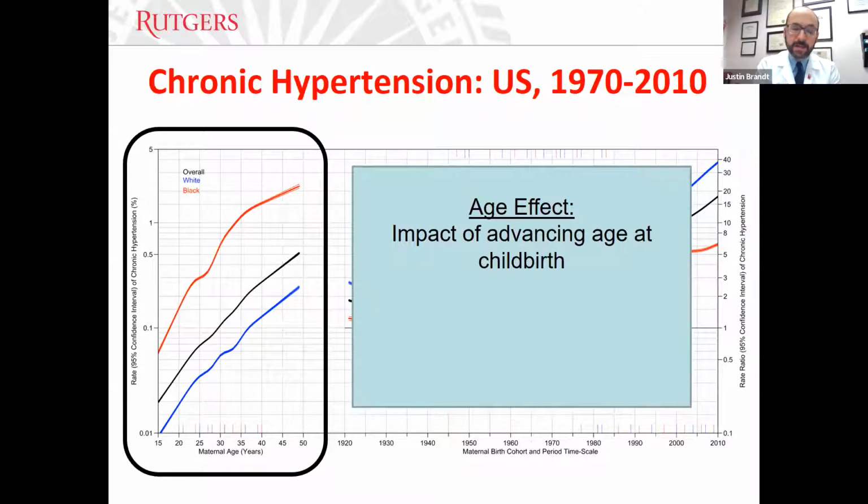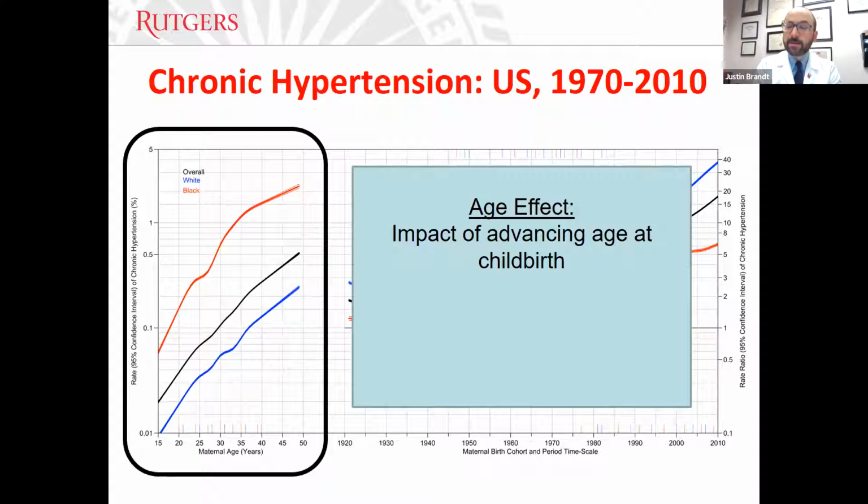The black line shows the overall rate of chronic hypertension, and we see a very strong age effect for chronic hypertension. As women age, that rate of chronic hypertension increases. This age effect is also seen here in the red and blue lines, where we've stratified the analysis by race. The red line corresponds with the rate of chronic hypertension among Black women, and the blue line corresponds to the rate of chronic hypertension for white women.